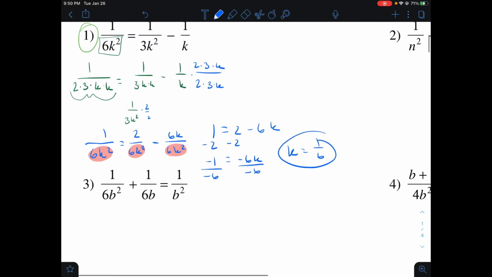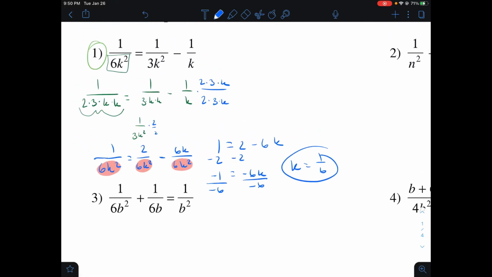All right, so let's backtrack and talk about what we did here. We have to have a common denominator across all of the terms in order to be able to drop out the denominator. All right, so that's how we do problems like that.